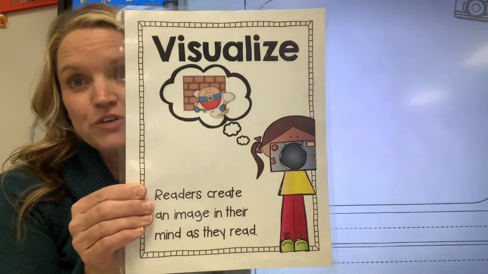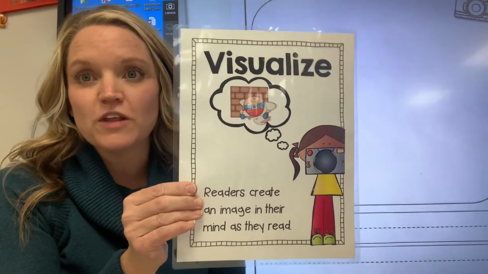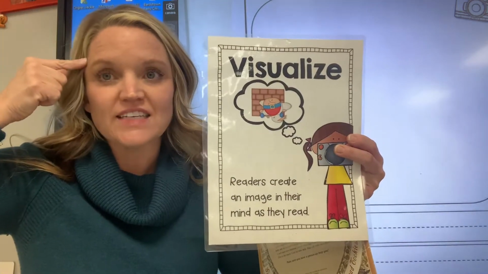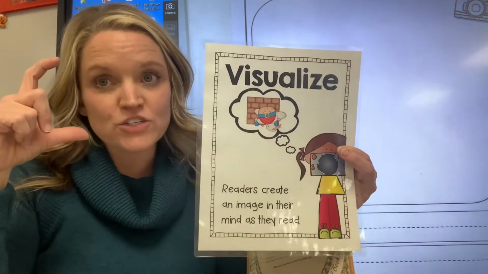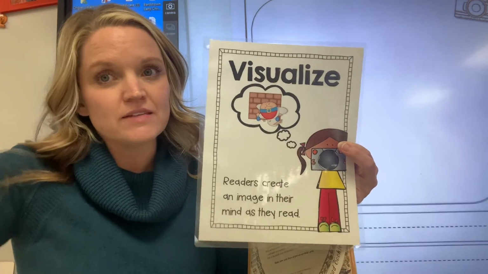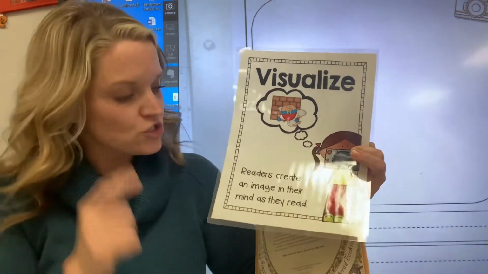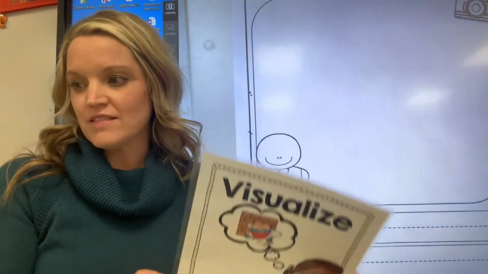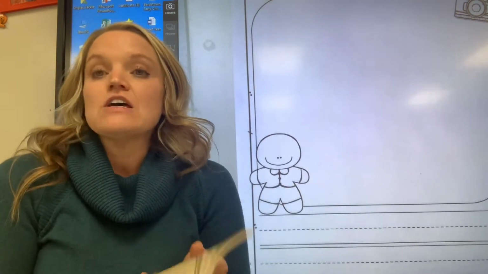Now look at our little girl on our page. She's holding a camera and she has one of those thinking bubbles. And remember, those thinking bubbles give us an idea of what's in our head, what we're thinking about. So she has a camera to take a picture and then she's thinking about something. And it says readers create an image, which is a picture, in their minds as they read or they listen to stories. So while I'm reading, we're gonna work on visualizing.